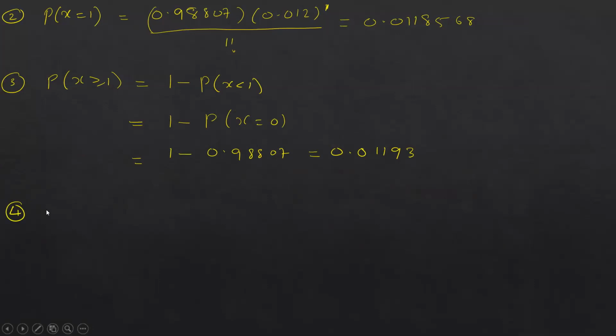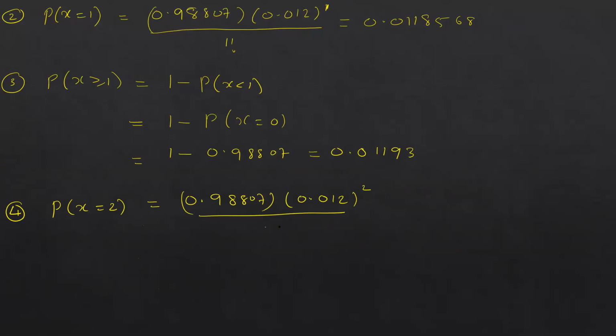What is the fourth question? 2 errors. So this is straightforward. I will just leave it to you. X is equal to 2. So you know what to do. You have to just put x equal to 2 there. So this will be 0.98807 into 0.012 power 2 divided by 2 factorial. You just calculate and let me know the answer.